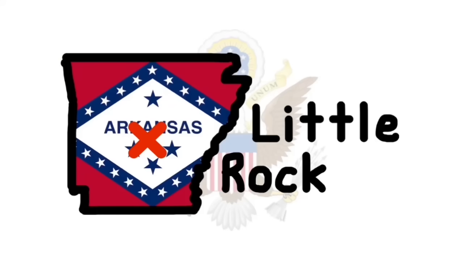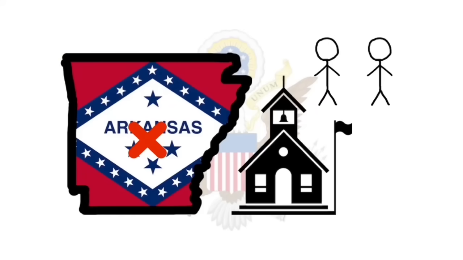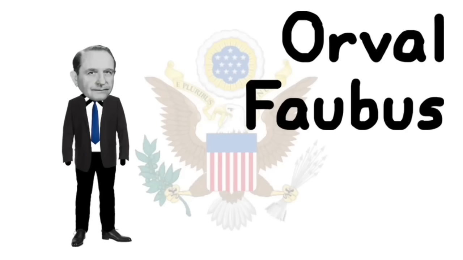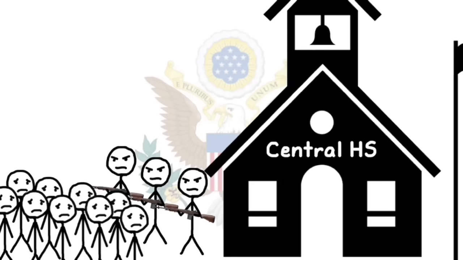Nonetheless, the Little Rock School Board began implementing a plan to integrate schools in Little Rock. However, when 9 African-American children were about to attend Central High School in Little Rock, the governor of Arkansas, Orville Faubus, sent the state's National Guard to the school to prevent them from attending.